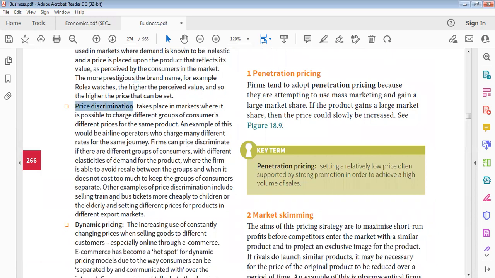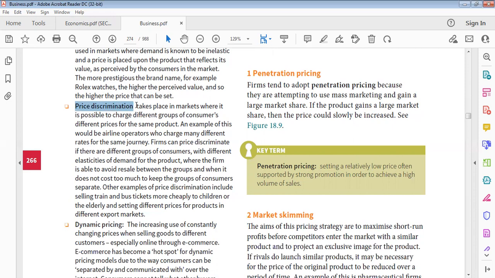Another type is called price discrimination. I think you understood price discrimination in one of the previous classes. I used an example of the airplane, right? In an airplane, you charge for the same service or almost the same service a different price to different people, right? For example, you charge maybe $800 to the economy travelers, but you charge $2,000 to the business class travelers, right? That is called price discrimination.